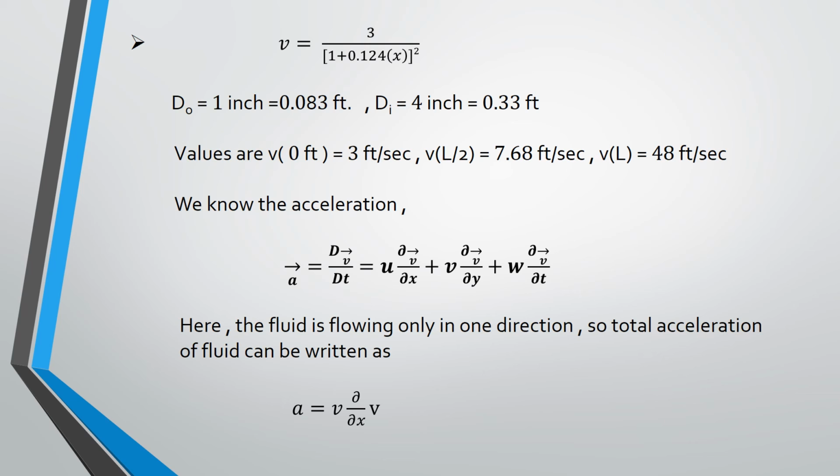Now for acceleration we know that a bar equals dv by dt equals u into dou v by dou x plus v into dou v by dou y plus w into dou v by dou z. Here the fluid is flowing only in one direction. So total acceleration of fluid can be written as a equals v into dou by dou x of v.